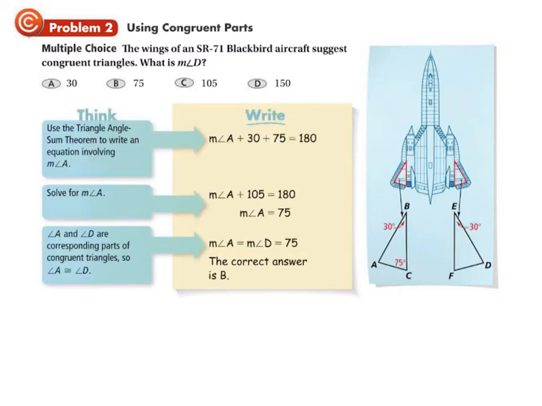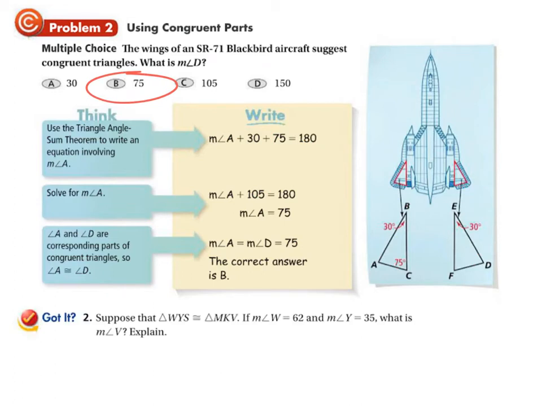So let's do that. And here they say measure of angle A plus 30 plus 75 has to equal the total of 180 in a triangle. So if you add those and get 105 and subtract it, you find that the measure of angle A is 75. And since these are congruent, then measure of angle D is also 75. So the answer is B. Okay.